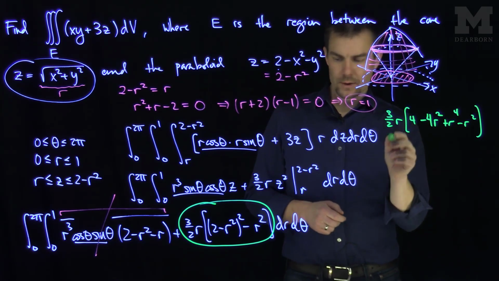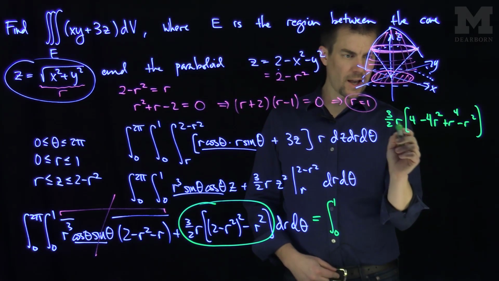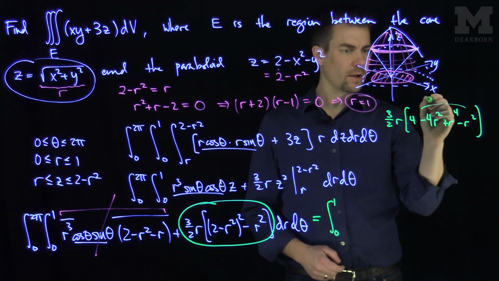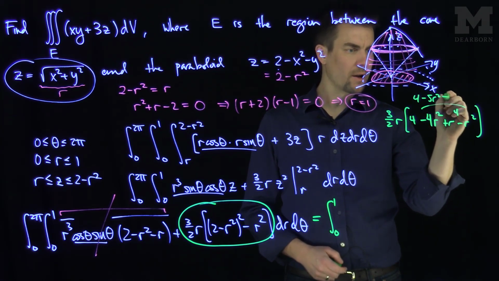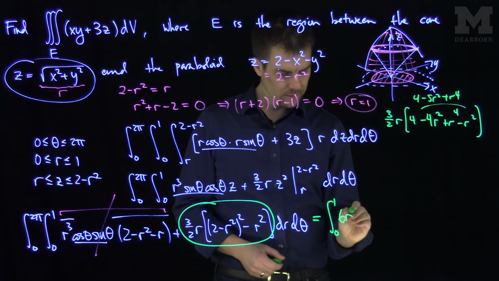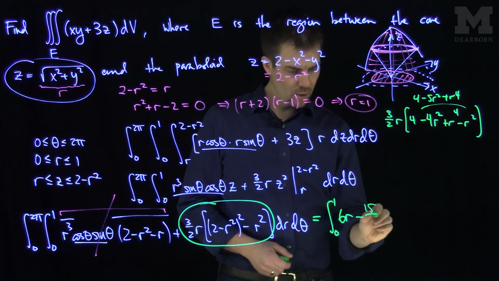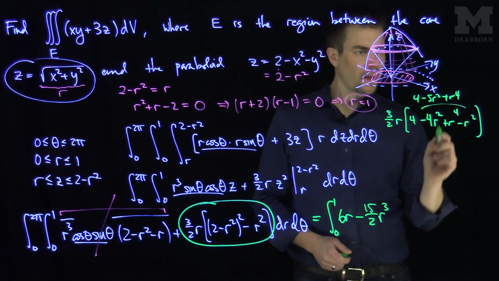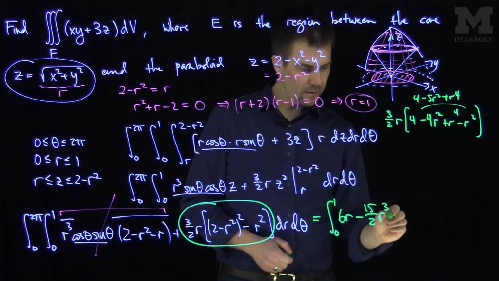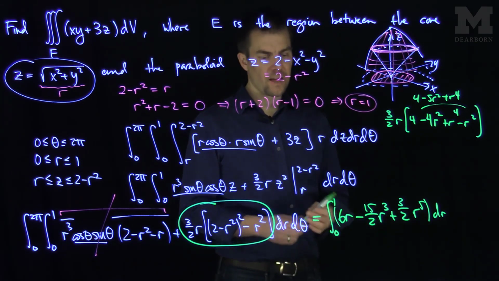So all total, this integral is going to turn into the integral from 0 to 1. This first term over here is going to be a 12 over 2. So 12, oh, so let's actually combine those. That's going to be a 5r squared. So it's going to be a 4 minus 5r squared plus r to the 4th. So the first term we're going to get is a 6r. Then we'll have a negative 15 over 2 r cubed. And then finally over here, we're going to have a 3/2 r times r to the 4th power. That's going to be a 3/2 r to the 5th power, and then a dr.